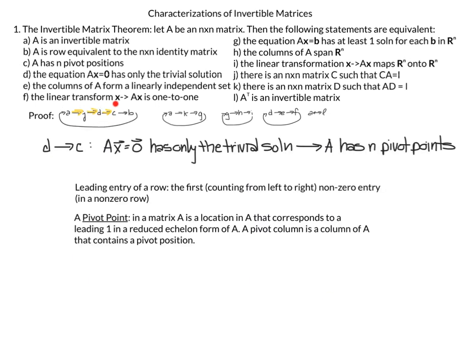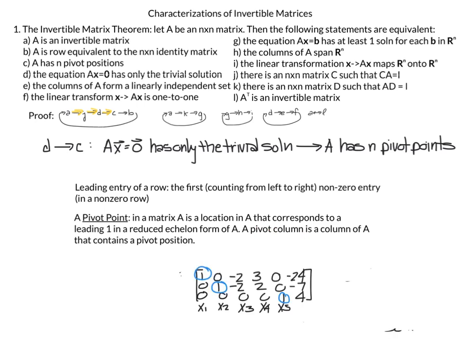For our next proof, we're going to do D implies C. That is, the equation AX equals 0 has only the trivial solution, implies that A has n pivot positions. So I've rewritten it here. And in case you need a refresher on what pivot points are, first we need to know a leading entry of a row. That's the first, counting from left to right, non-zero entry in a non-zero row. Then the pivot point in a matrix A is a location of A that corresponds to a leading 1 in a reduced echelon form of A. A pivot column is a column of A that contains it.